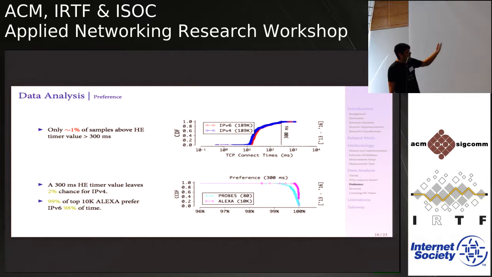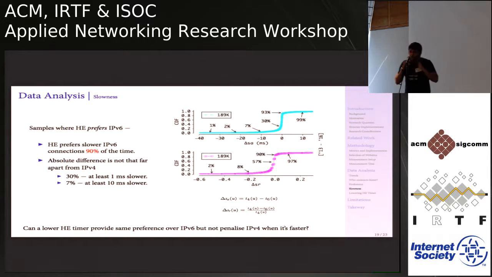And you can see the effects of this in the bottom plot, where I'm actually showing you the preference of V6 using the 300 milliseconds timer value. And what you see is it gives V4 only 2% chance to succeed to establish a connection. As such, 99% of Alexa top 10K websites prefer V6 98% of the time. Next slide, please. Okay, so we know Happy Eyeballs prefers V6 heavily.